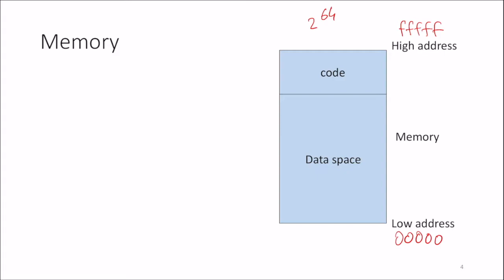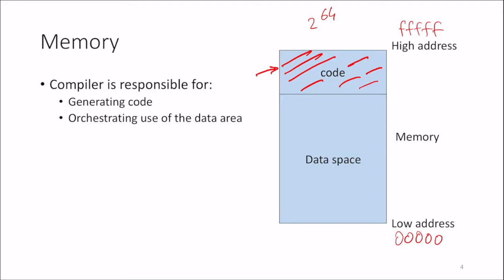This data space is where everything has to fit. So the code all fits over here. Whenever you're executing some code, the operating system will put that into the memory somewhere and then start executing. It'll know a pointer into that memory and start executing the code from that memory space. The compiler is responsible for generating the code that will get loaded up there and then orchestrating the use of the data area. So we'll go into some details of what that implies.